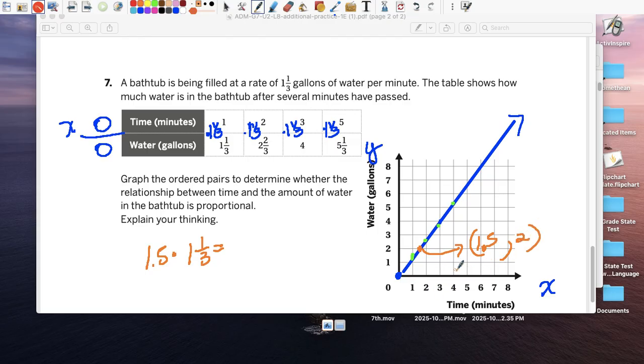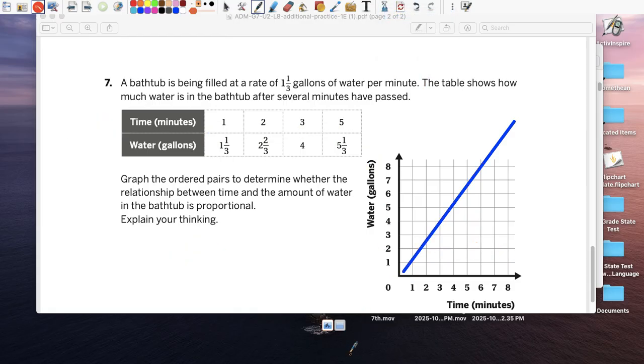Does that make sense in the context of the story? Can I go 1.5 minutes? Can I go 3 minutes and 10 seconds? Can I go 4 minutes and 45 seconds? I can. So all these points, every single point in this graph, and there's billions and billions of points in this graph, do they all make sense? Is it possible to actually see those points in real life? Can I time it at 1 minute and 5 seconds to see how much water I have in my bathtub? Yes, I can. So in this case, I would connect the dots.